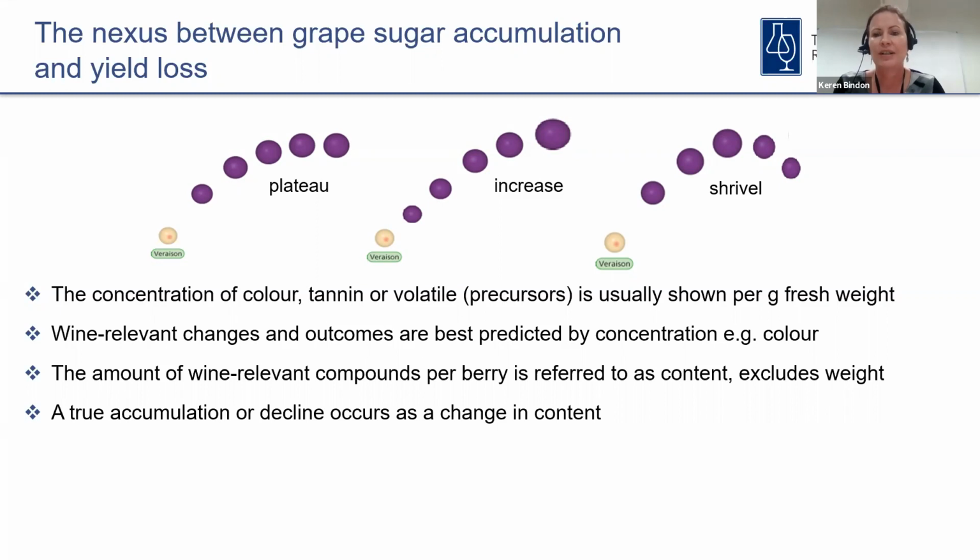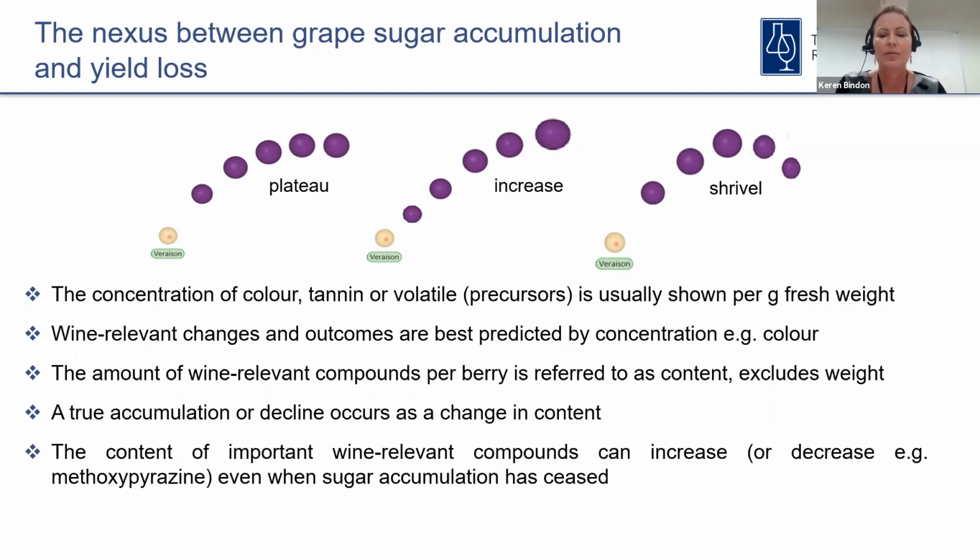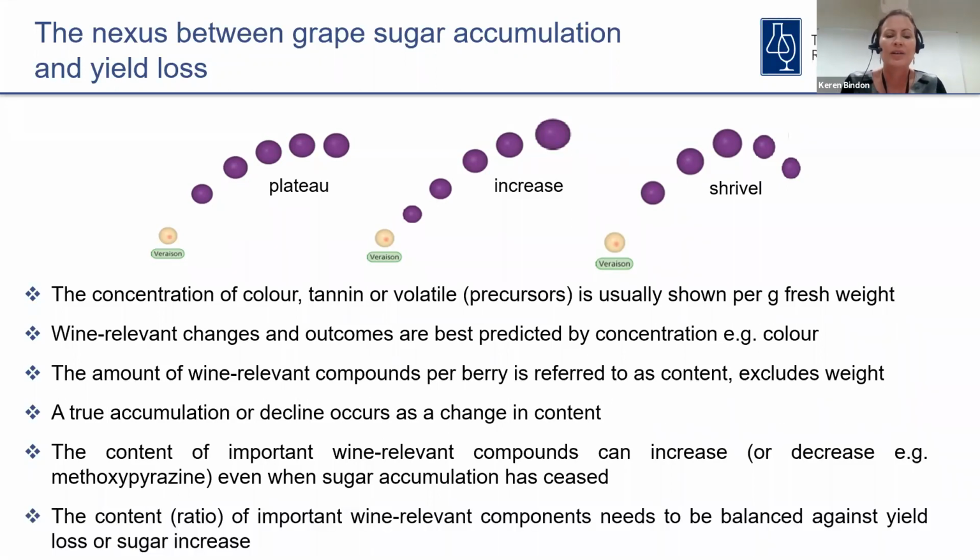So a true accumulation or decline in, for example, colour or flavour precursors will occur as a change in the content in the fruit. For example, like methoxypyrazine in Cabernet, one might want to see that decreasing in one's wine. So these can increase or decrease even after the sugar accumulation has ceased. We want to understand that we are seeing a genuine change in the flavour profile or the phenolic profile of the grape over time. So in terms of harvesting decisions, it's important that the changes in these wine-relevant components are balanced against the yield loss or sugar increase.